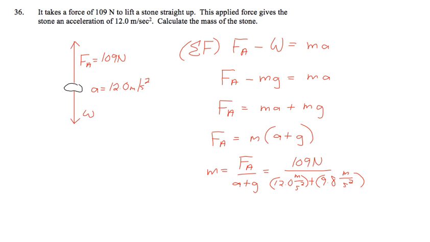And if you solve that, now I've had people who get all the way to here and they get the wrong answer. What they do is they go 109 divided by 12 plus 9.8, and they'll get the wrong answer. Because when you have two numbers in the denominator, you need parentheses. So you go 109 divided by, open parentheses, 12 plus 9.8, close the parentheses, equals, and that will get you the right answer, which was 5 kilograms, exactly 5.0 kilograms.